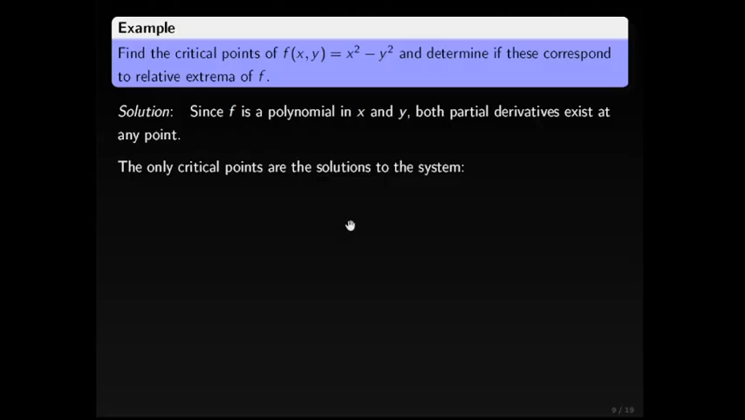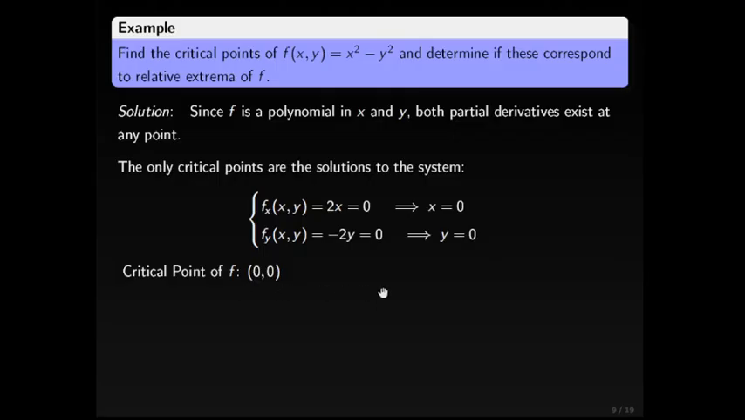Now we only need to solve the following equations simultaneously. So we equate fx to 0 and fy to 0. Clearly, the solution to this system is (0, 0). So we say the only critical point of f is (0, 0).